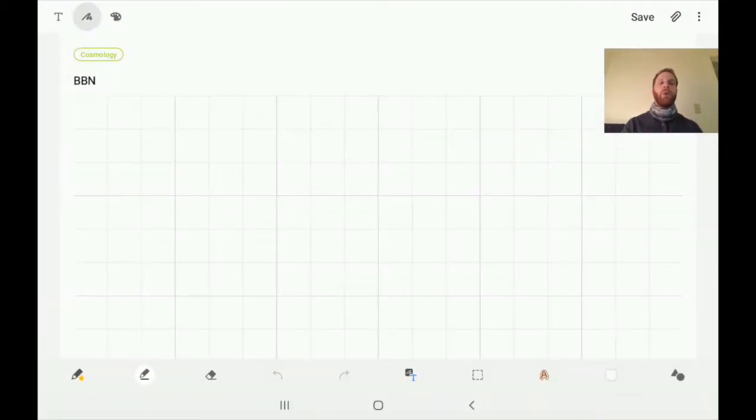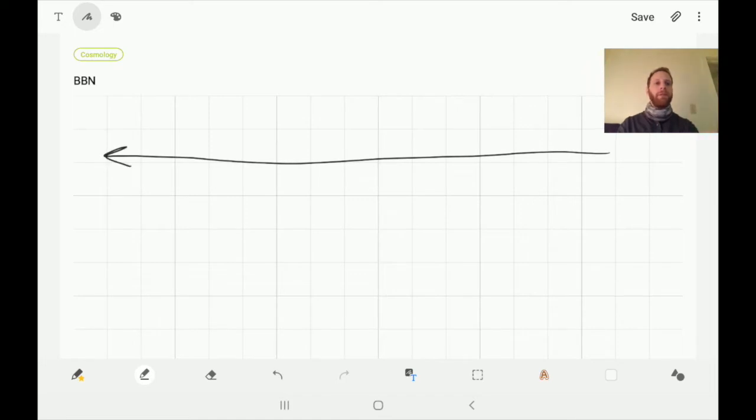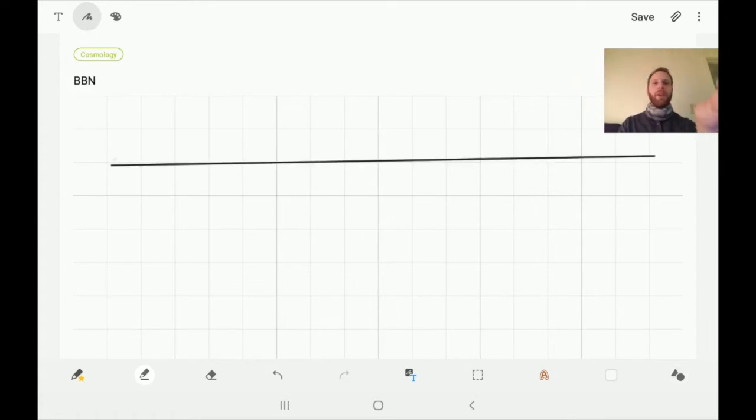If you recall, we can talk about how the universe has evolved with redshift. So let's let time run from left to right, but that means we're going to let redshift run from right to left. Okay, so this will be redshift z. And of course, today the redshift is 0, right? Light emitted today and observed today has a redshift of 0.